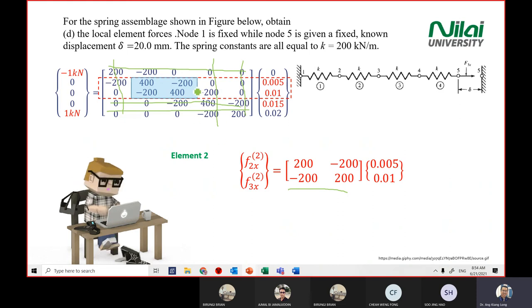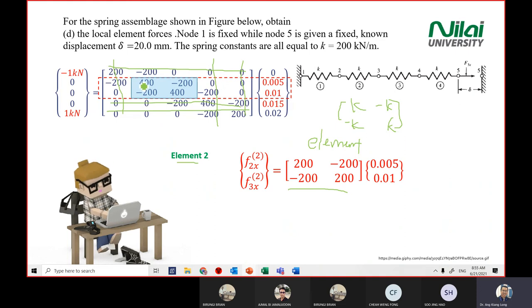Why in the global matrix here is it 400, but when you look at the element, it becomes 200? It is because this is an element. For the element, it is fixed already: positive K, minus K, minus K, K. And for the global matrix, be careful when you export into the element. Most students will just straight away copy 400 into the question. What is wrong?